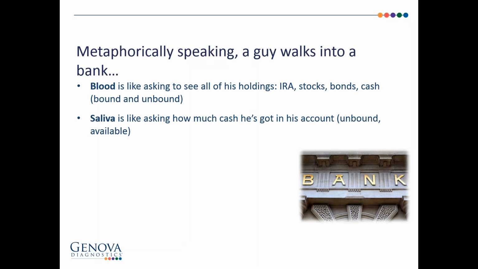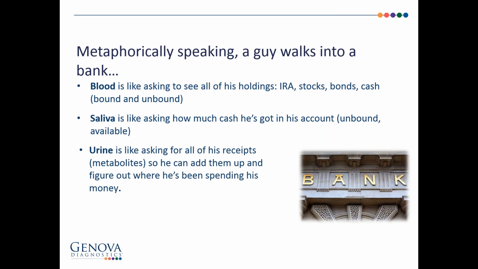Saliva is asking, how much cash do I have? How much can I withdraw right now to use? Urine is like showing up, asking for all of his receipts and trying to figure out where he's spending his money. Yeah? So the 3 different questions being asked and answered here. And when you're trying to decide what test to use, ask yourself, what are you looking for?